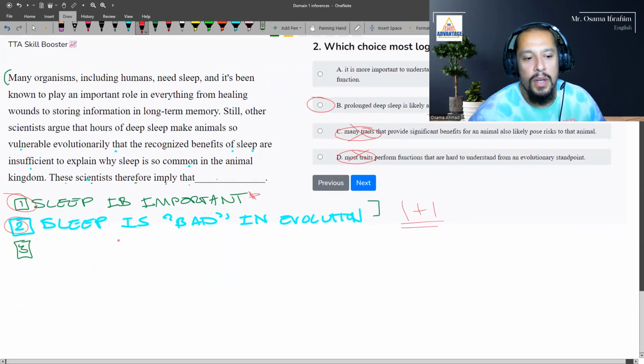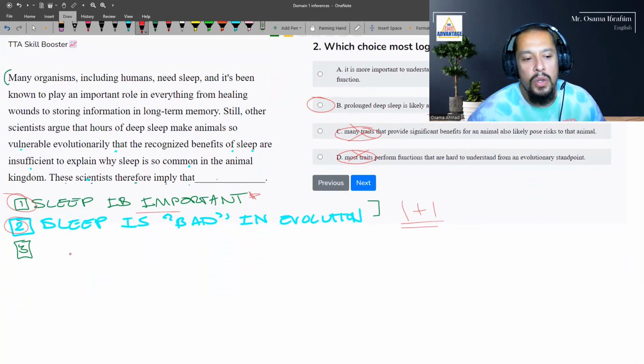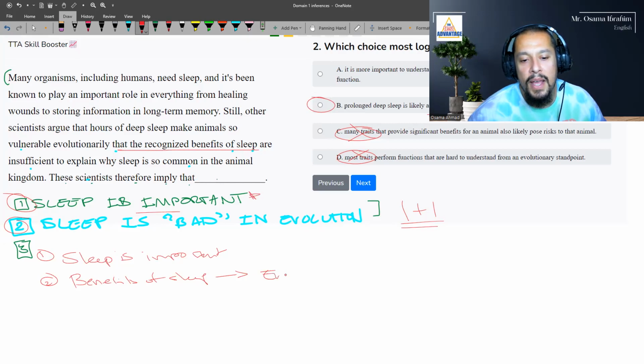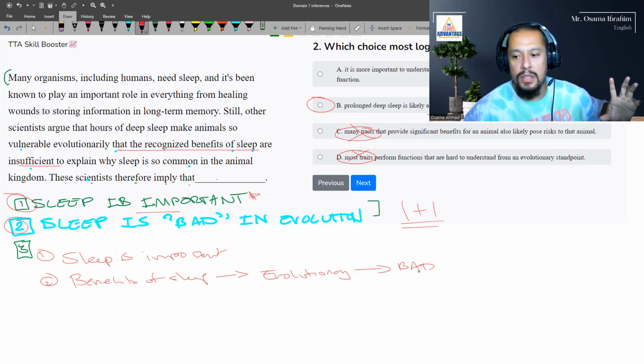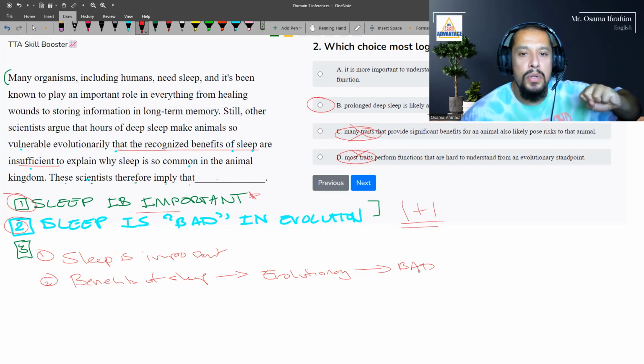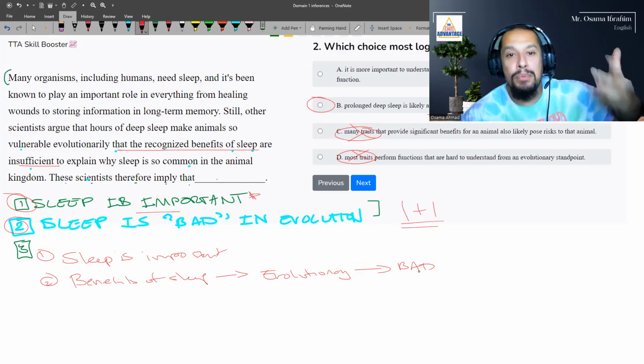Sleep is important, right? This is idea number one. And then idea number two tells us the recognized benefits of sleep that we know of, from an evolutionary standpoint, are actually bad, right? It's insufficient to explain, because you're left vulnerable. So sleep is important. Every animal sleeps. Idea number two, the benefits that we know of sleep don't explain sleep.